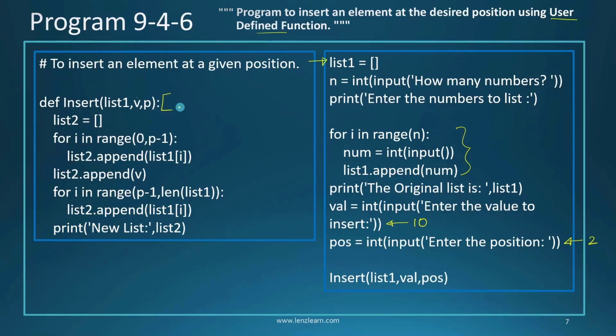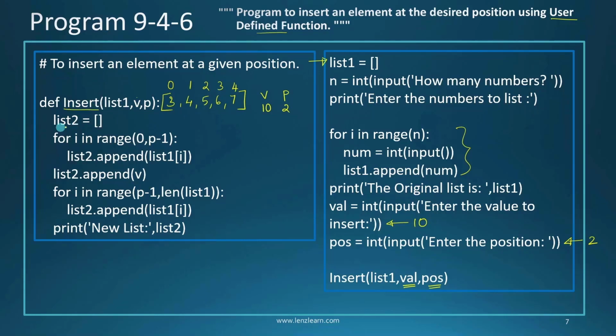So let us assume the 5 numbers that I have entered into list1 are 3, 4, 5, 6 and 7, and the corresponding index values are 0, 1, 2, 3 and 4. So this is list 1. The value of v is 10 because the value of val is passed into v, and the value of p is 2 because the value of position is passed into p. So this is the input that is obtained by function insert.